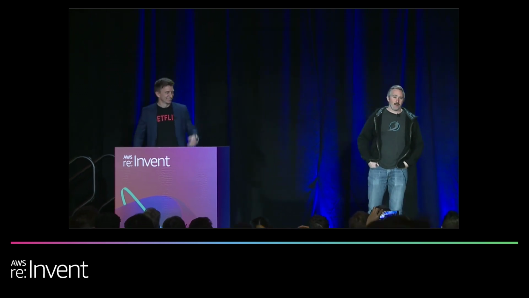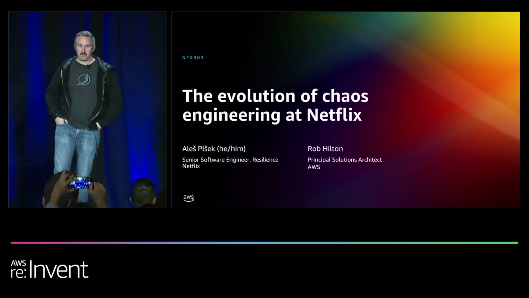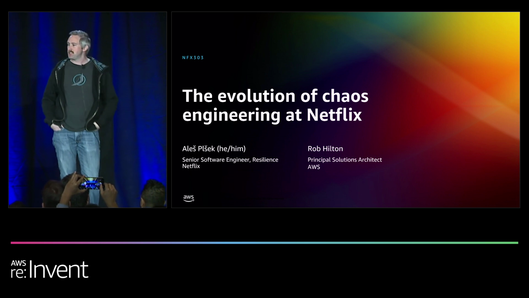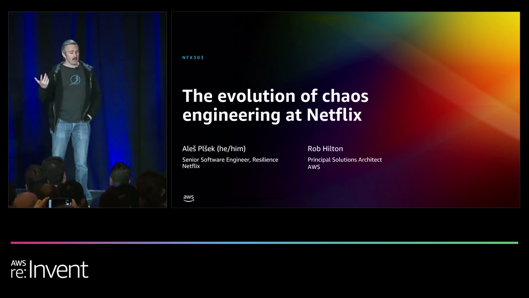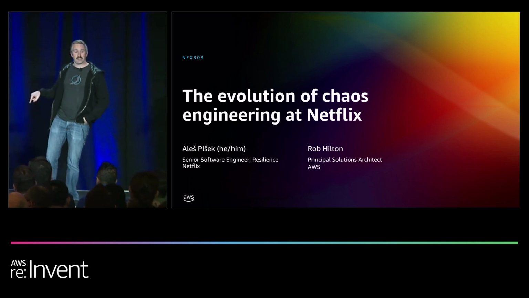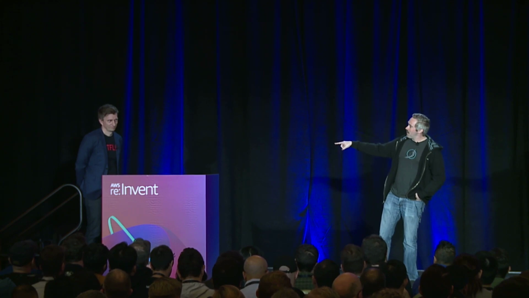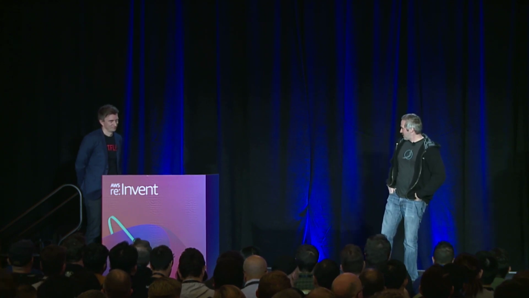It is my honor to welcome you to NFX303, better known as the evolution of chaos engineering at Netflix. My name is Rob Hilton. I'm a principal solutions architect supporting Netflix as a customer. And basically what that means is I've spent roughly the last 4 years of my life learning from and collaborating with all of Netflix's best and brightest engineers, including my friend right over here to my right, Alish Pilshek, who's going to tell you a little bit more about resilience.